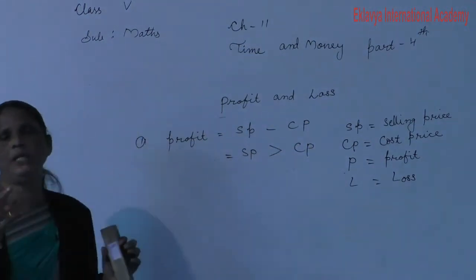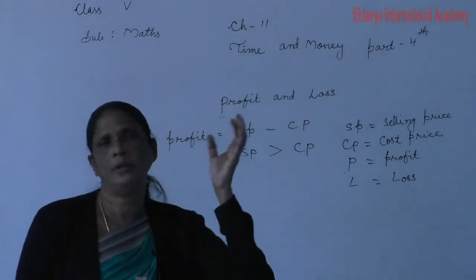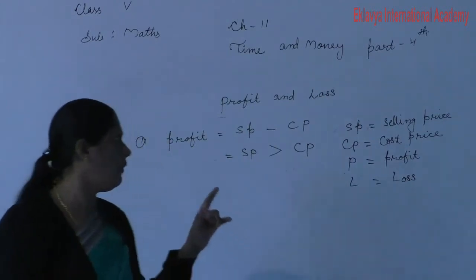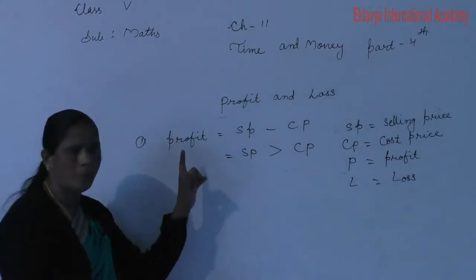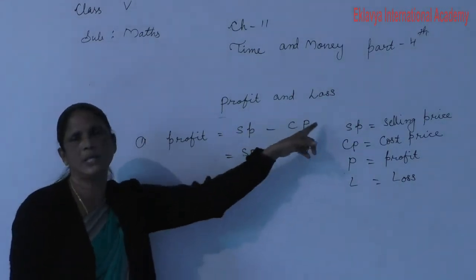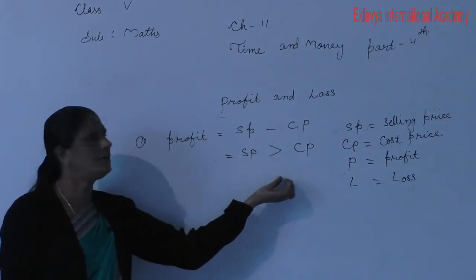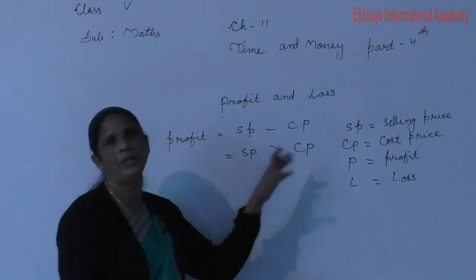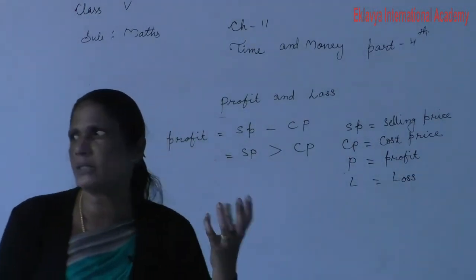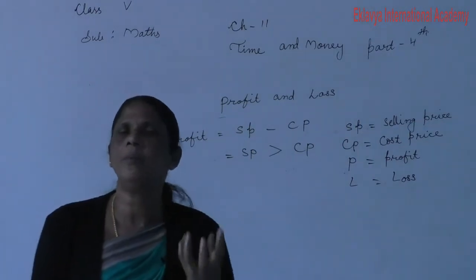Our first formula: profit is equal to SP minus CP, where SP is greater than CP. When the selling price is more than the cost price, we get a profit.